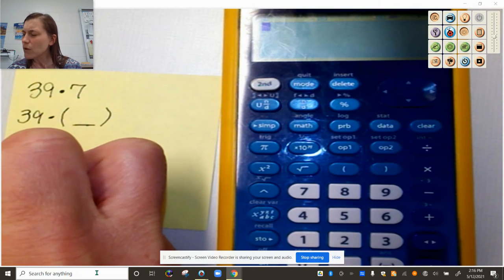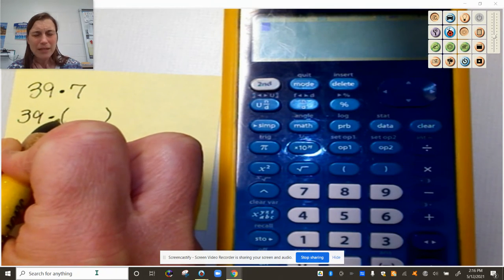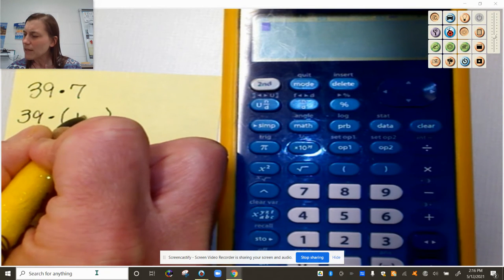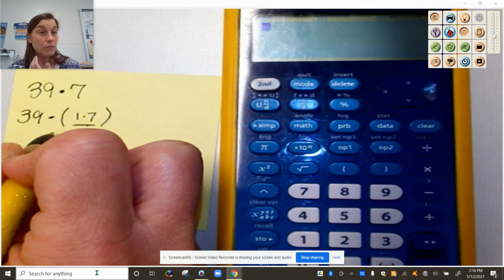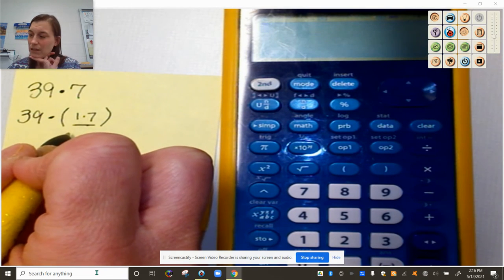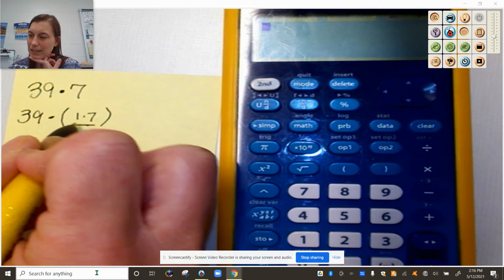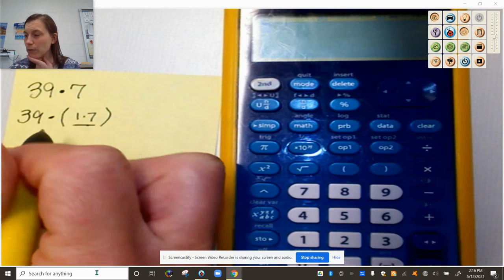So I would think, well, what's a way to get 7? And I'm already thinking multiplication. So I think, well, 1 times 7 is 7. So is that true? Yes, but the problem is I'm using 7. So I can't use that because 1 times 7 is 7, but I can't use 7. The 7 key is broken.